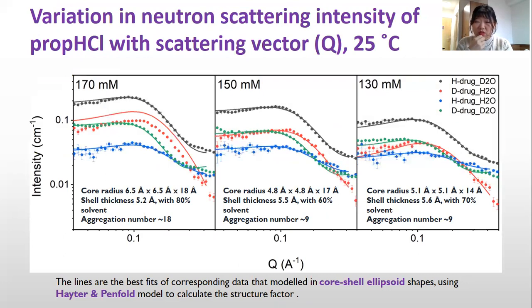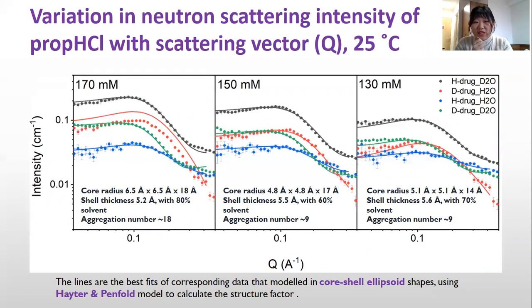This plot shows the variation in neutron scattering intensity of propranolol hydrochloride at 3 different concentrations. Actually, we measured the concentrations from 200 millimolar down to 10 millimolar, but here only shows 3 concentration points above the CMC values, and there are 4 contrasts for each concentration, which is H drug in D2O, D drug in H2O, H drug in H2O, and D drug in D2O. What is very impressive is that we can even get scattering for H drug in H2O, which is normally too low to be detected. And this helped us to save quite a lot of money.